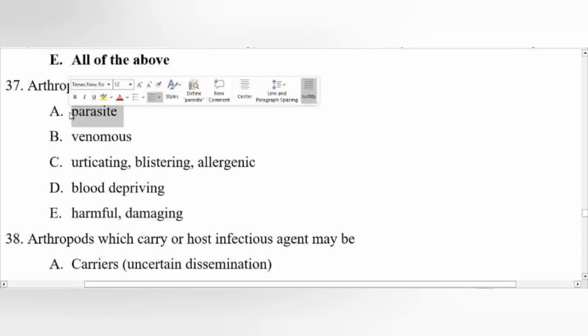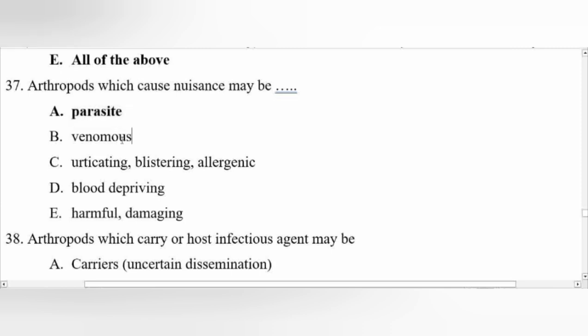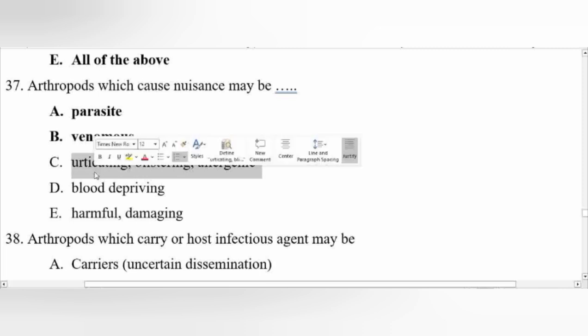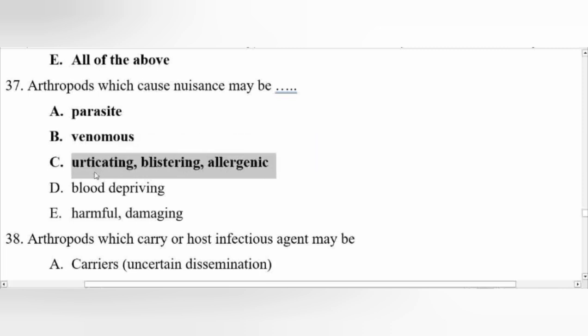Yes, arthropods which cause nuisance may be parasites. Yes, they may be parasites. They may be venomous. Yes, envenomization. Somebody may be envenomized because maybe they get bitten or stung by some arthropods. Then urticating. Yes, some you can't touch them. When they touch you, you suffer urtication or some blisters on your body, blistering, or allergy.